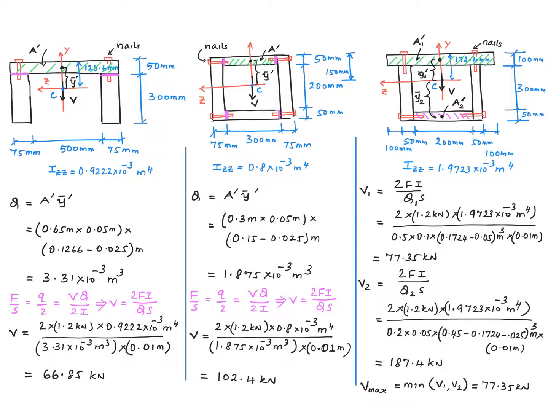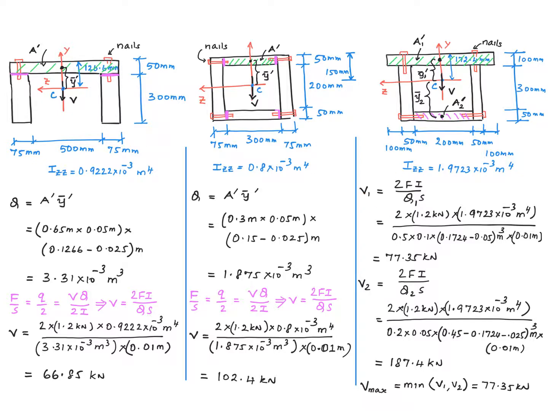Now in the third case, there are two possibilities for the failure of the nails. They can fail on these horizontal planes. This row of nails and this row of nails are subjected to the same force. Or they can fail on this vertical plane. Again, this row of nails and this row of nails are subjected to the same force. In both of these possibilities, there are two rows of nails, and therefore this equation that we have developed for the first two cases is still applicable.